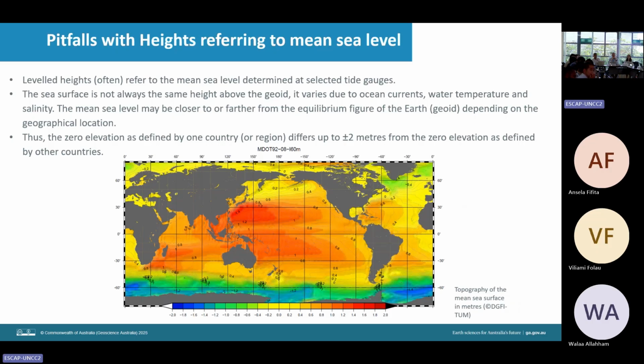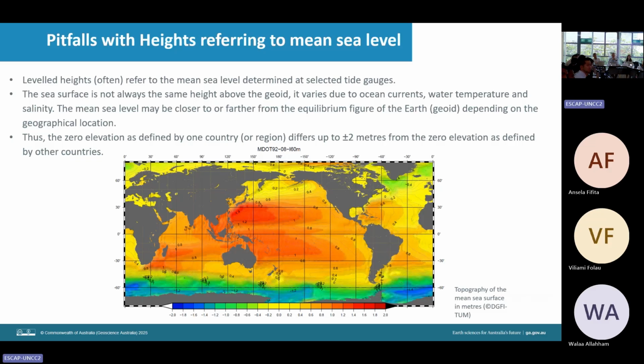So yeah, another key issue with level datums is that they often reference a particular local and time-locked estimate of mean sea level, and this can isolate them from other leveling derived height datums. From one place to another, the sea surface is not always on the same reference plane. It varies due to things like ocean currents, water temperature, salinity. So yeah, the mean sea level may be closer or further away from the equilibrium figure of the Earth, which is the geoid, depending on the geographic location.